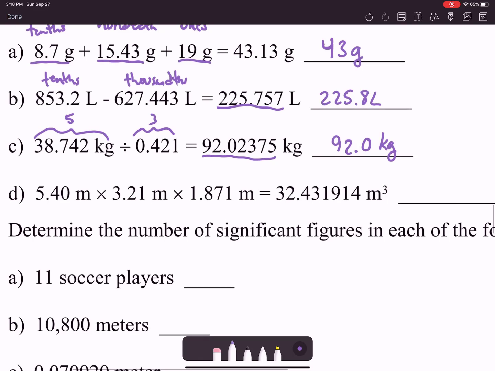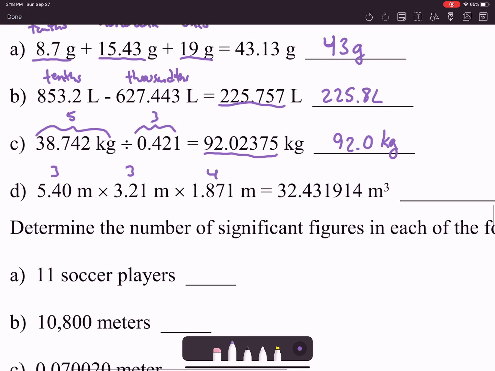All right, here we've got 3 significant figures, we've got 3 significant figures, we've got 4 significant figures. So our final answer has to have 3 significant figures, and we're going to make it 32.4 meters cubed.